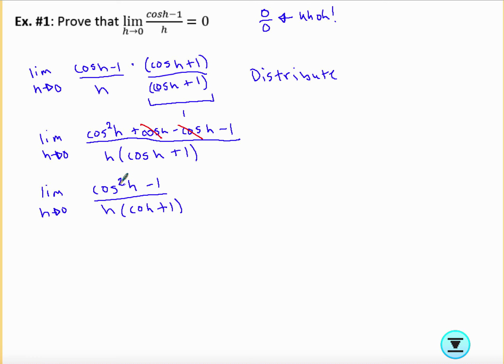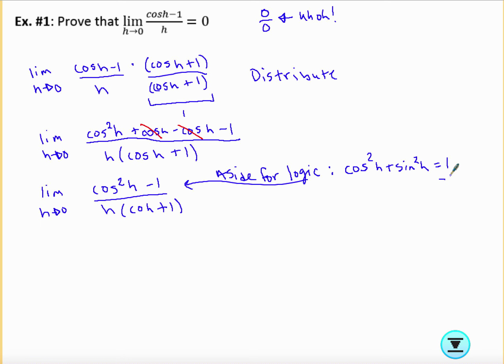Now, cosine squared of h minus 1, this looks pretty familiar to me. So what I'm going to do is take an aside for logic. Do you guys remember, and I bet you do, the Pythagorean identities? The Pythagorean identity said that the cosine squared of h plus the sine squared of h is equal to 1. But I don't have cosine squared plus sine squared. I've got cosine squared minus 1.